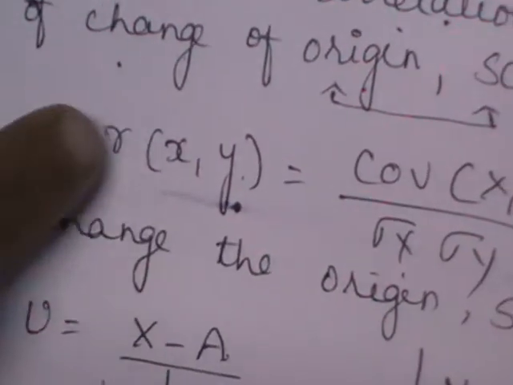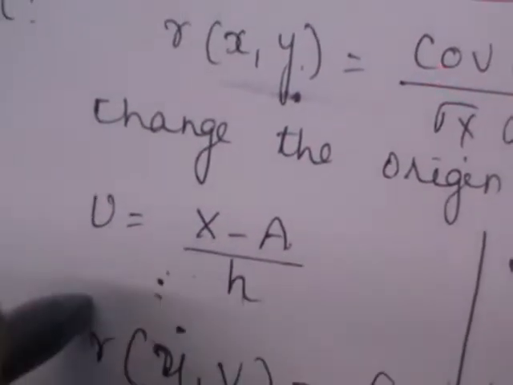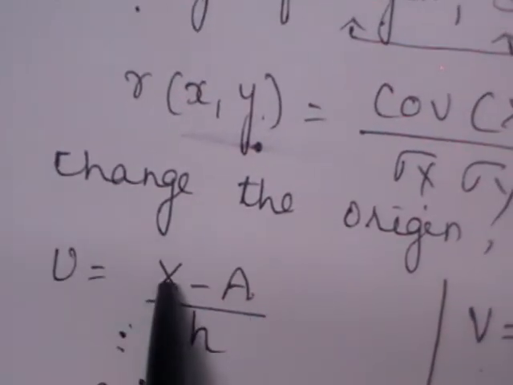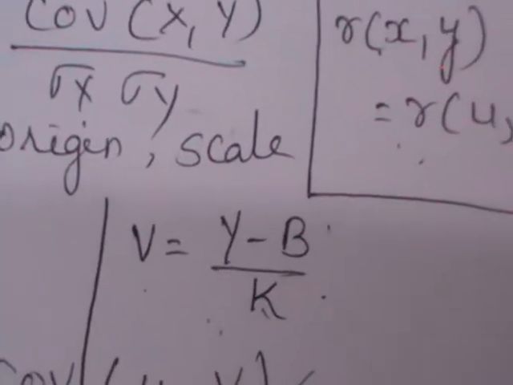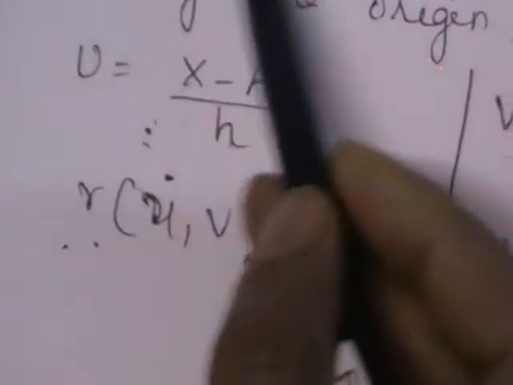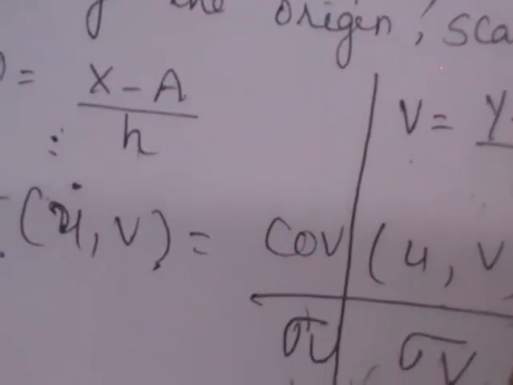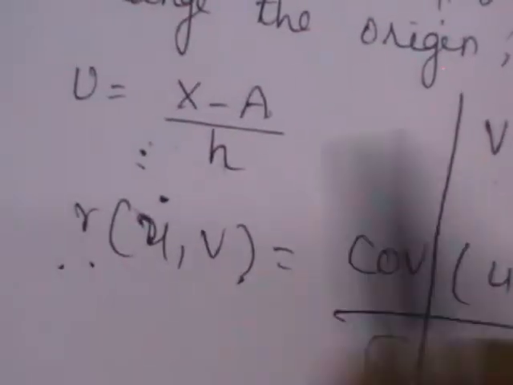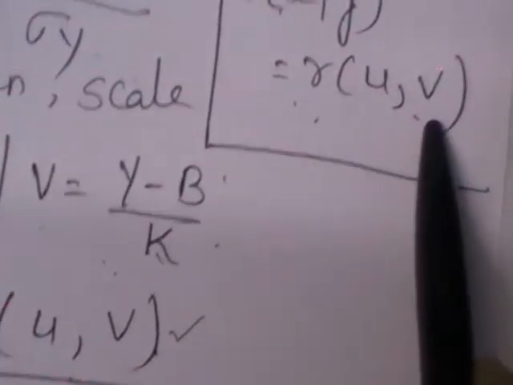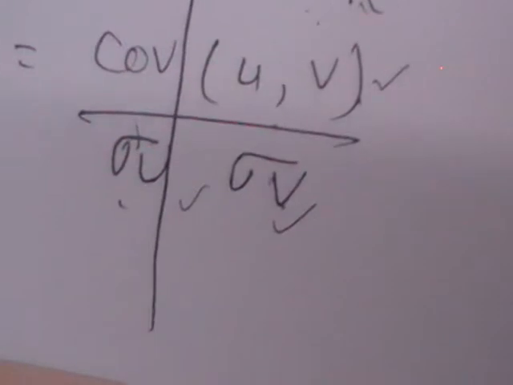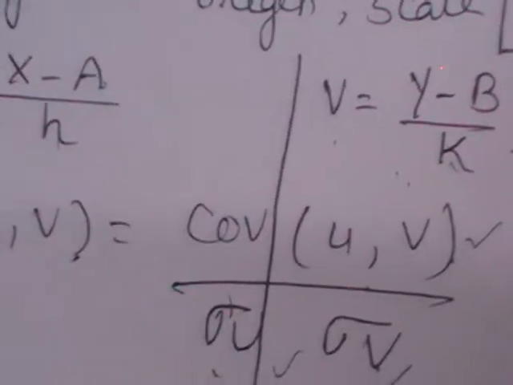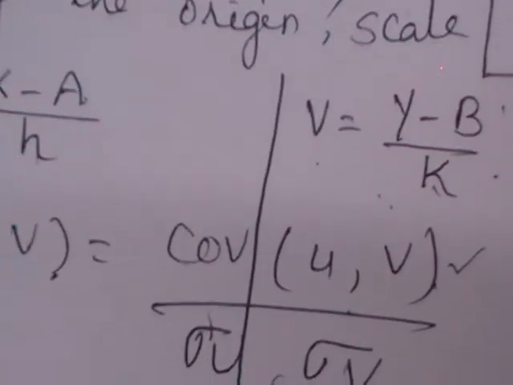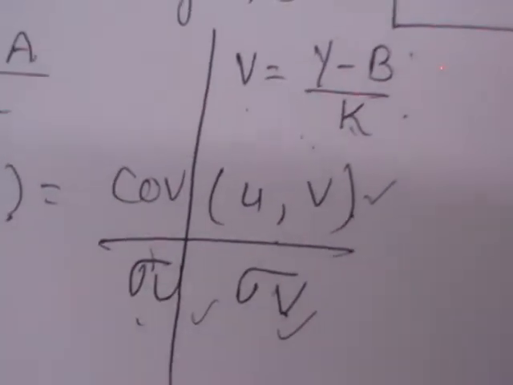Now you change the origin and scale of these two variables like this: u is equal to (x minus a) by h, v is equal to (y minus b) by k. Let this be the change of origin and scale on x comma y. Now you need to prove that R is independent of change of origin and scale, that is, you need to prove R of xy is equal to R of u comma v. It means the correlation between the given variables x comma y is the same as the correlation between the two newly defined variables u comma v.